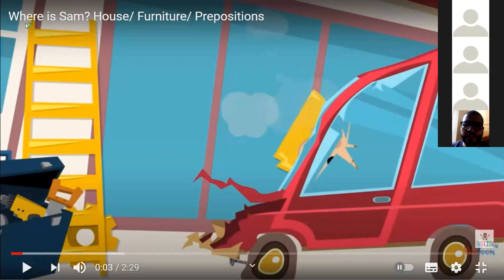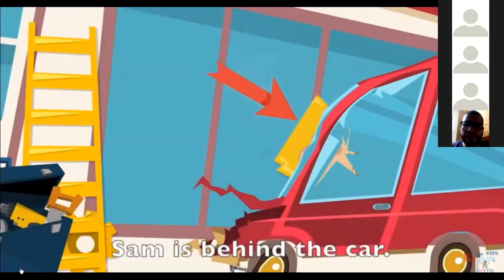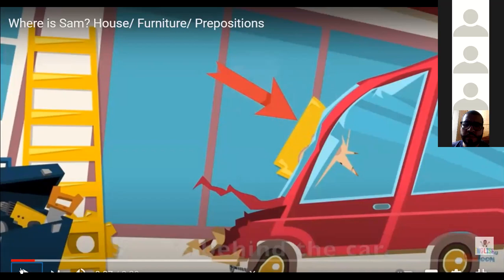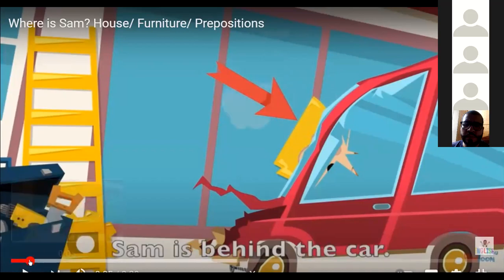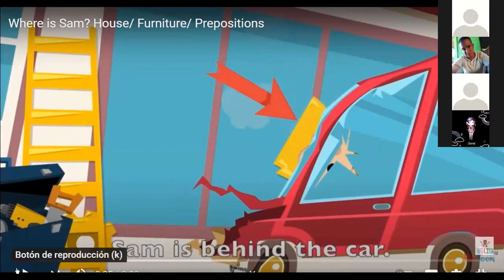Now, here we go. Sam is behind the car. Okay, look. Where is Sam? Look what he says. Sam is, repeat it with me, Sam is behind the car. Sam is behind the car. Look, behind the car. Sam is behind the car.